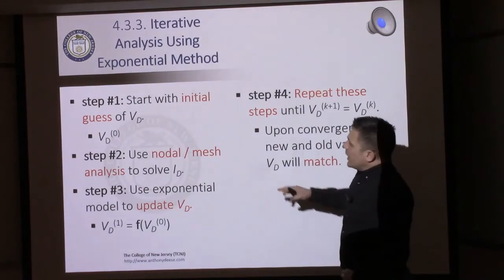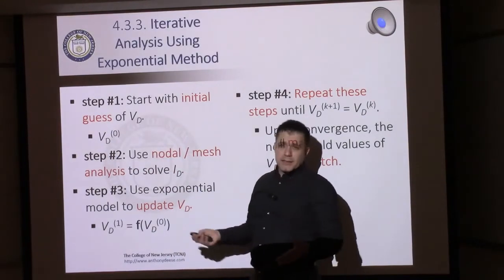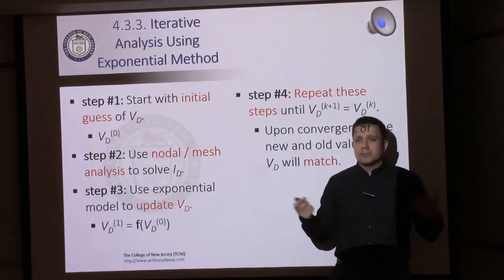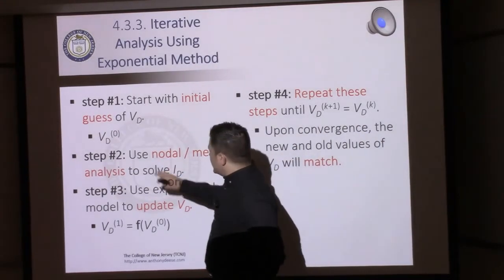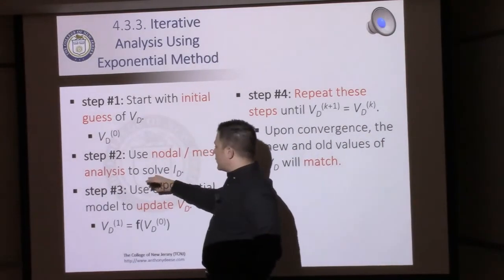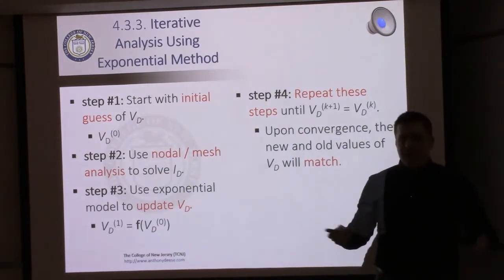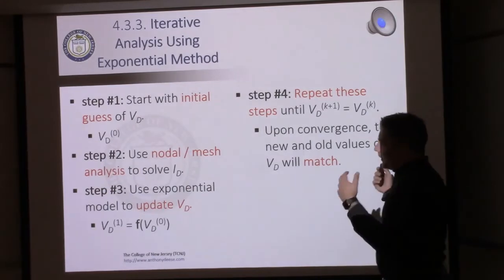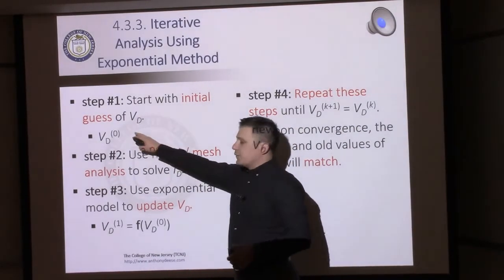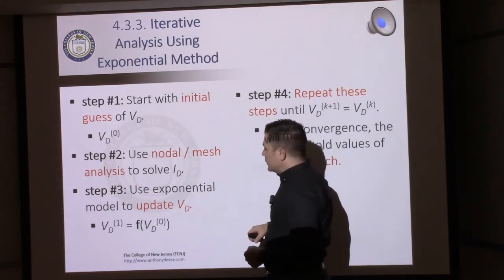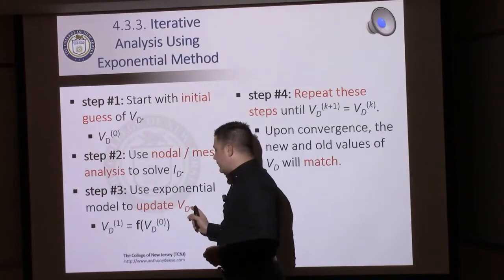So we start with an initial guess of what the voltage across the diode is. A lot of times we'll use a value of 0.7 volts. Then what we'll do is use nodal mesh analysis in order to solve for ID. We could also use simply KVL and KCL combined. In other terms, what we have to do is solve for ID from the value of VD that we assume. Then we use the exponential diode model to update VD.